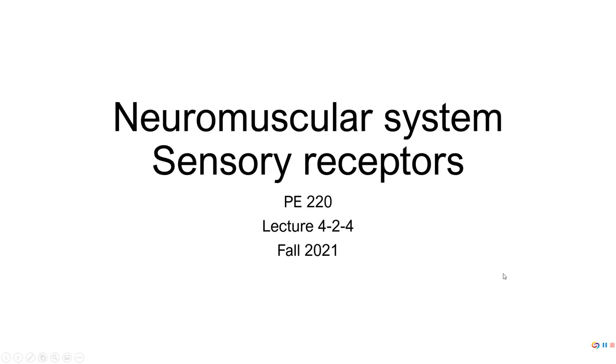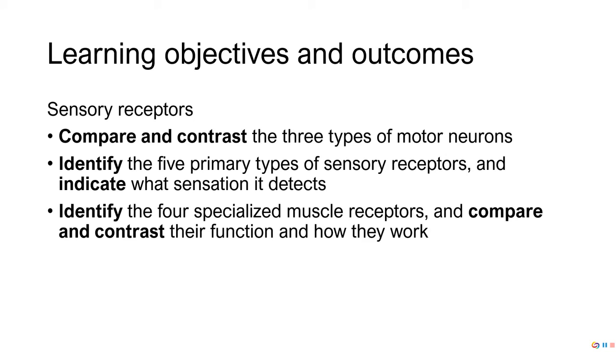All right, so it's the final video for week 4, and we're going to talk about sensory receptors. We've got three main objectives here. Maybe just one of these is review, so that second one. I don't talk about motor neurons or the different types in 220, so this will likely be new, at least to a bunch of you. And then we're going to talk about a few other types of muscle receptors.